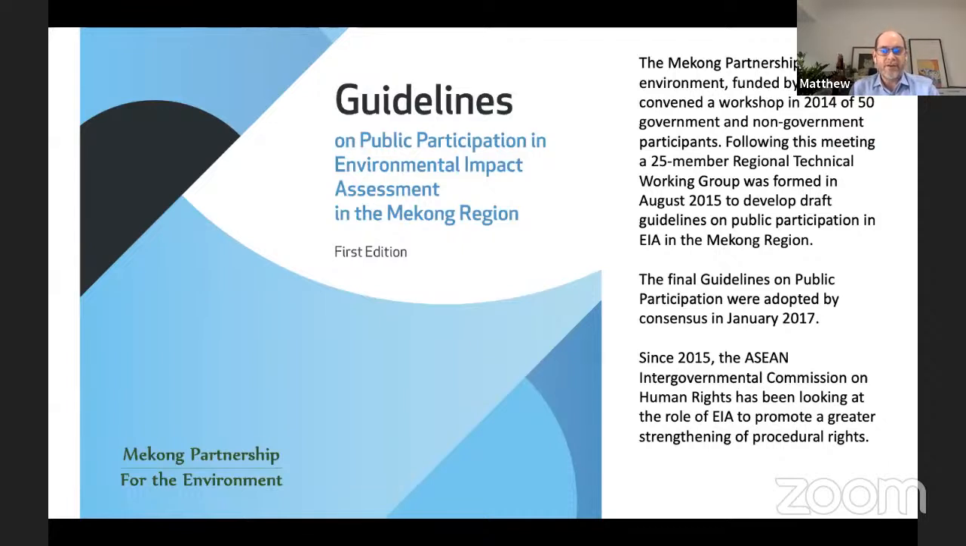3 years later, in January 2017, the guidelines on public participation were adopted by consensus as part of a recognition that EIA did have many commonalities within those Mekong region countries. I was also privileged to be working with the ASEAN Intergovernmental Commission on Human Rights, which had been looking since 2015 on the role of environmental impact assessment to promote a greater strengthening of procedural rights. And this included looking at the issue of climate change, public participation, and a number of those procedural rights.